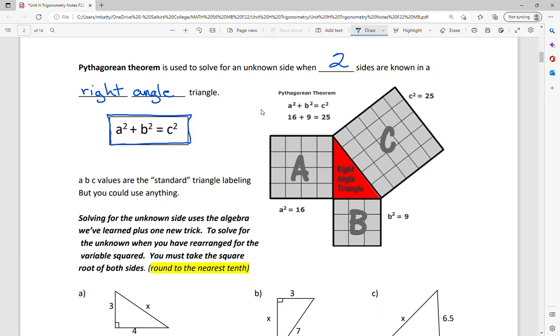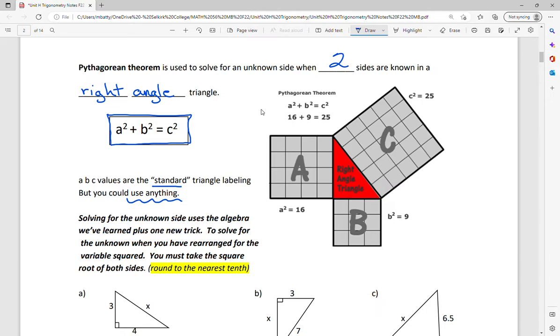Sometimes folks have learned it in 3 different iterations. We don't really need to have it in 3 different iterations. If we know 2 of these, we can rearrange this equation to solve for the third. It's often standard triangle labeling, but you really could use any letter.